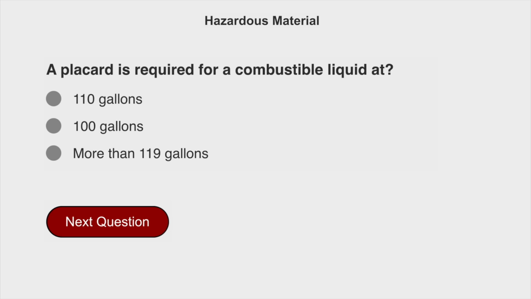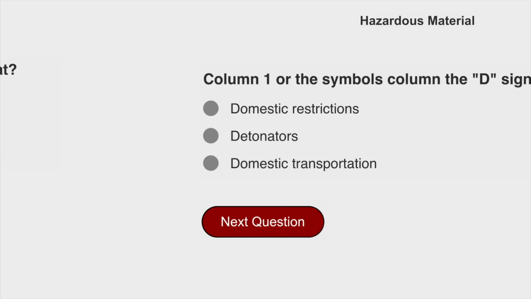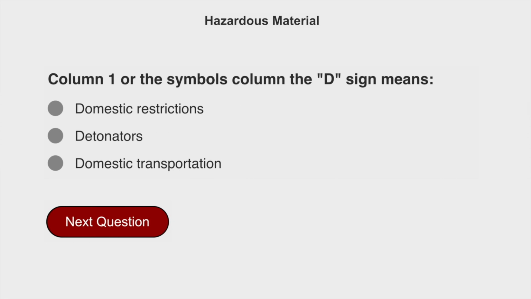A placard is required for a combustible liquid at more than 119 gallons. In Column 1, or the symbols column, the D signs mean domestic transportation.